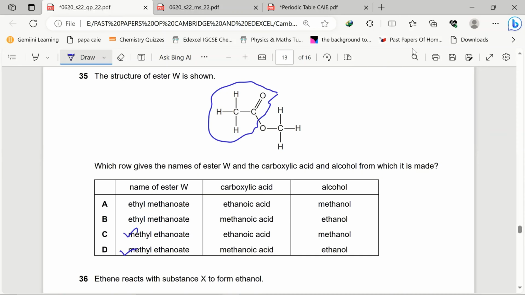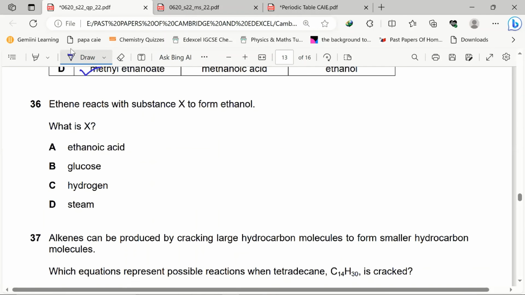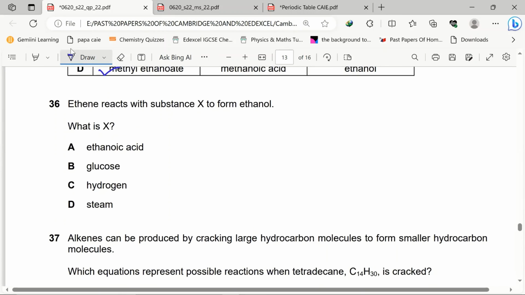Then the carboxylic acid is ethanoic acid, and the alcohol is methanol. Because if we break the ester linkage, we always break the ester linkage from here, and this one is the methanol, and C double bond OH is basically the carboxylic acid, which is ethanoic acid. Number 36, ethene reacts with substance X to form ethanol. Ethene is C2H4. It reacts with water, we know. Water means steam, to form C2H5OH. So it's steam.